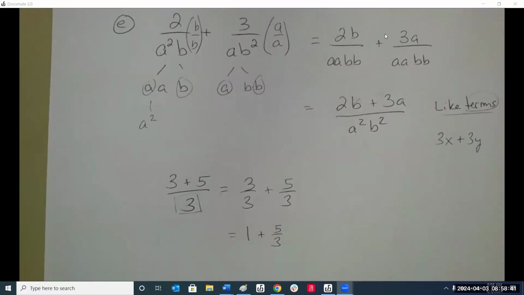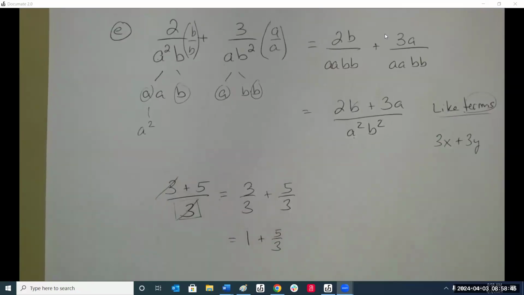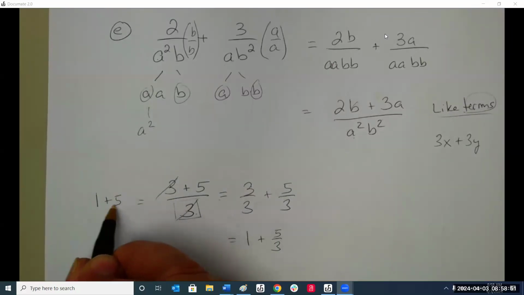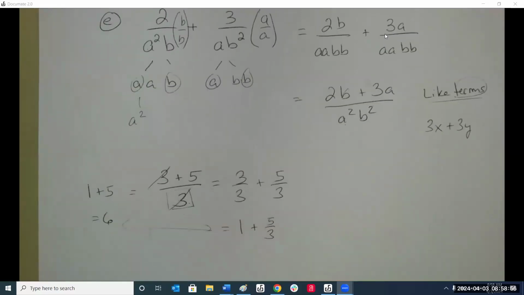That's what you end up with. That's why you can't cancel these. If you cancel these, what you're going to end up with is 3 goes into 3 once. You're going to end up with 6. Is that equal to 6? No. So it's not equal, so you can't do it.